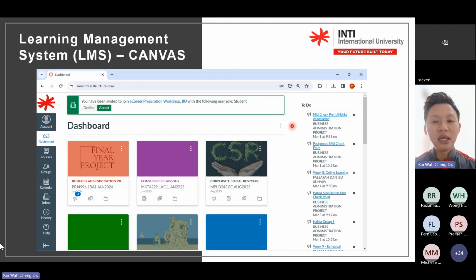And this is the layout after you log into the platform. So whenever you newly log in to the platform, remember to scroll upwards, click the accept button, for you to access the course folder. You need to click this button for you to access the course material. All right.